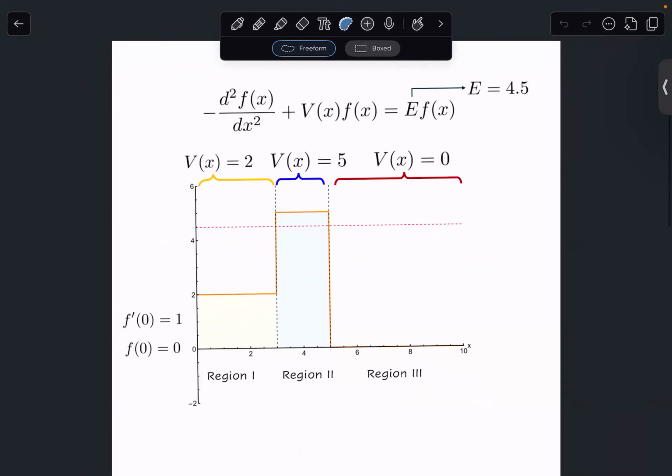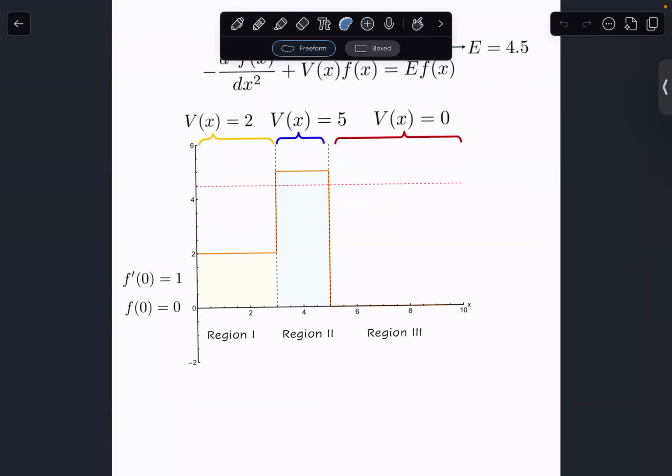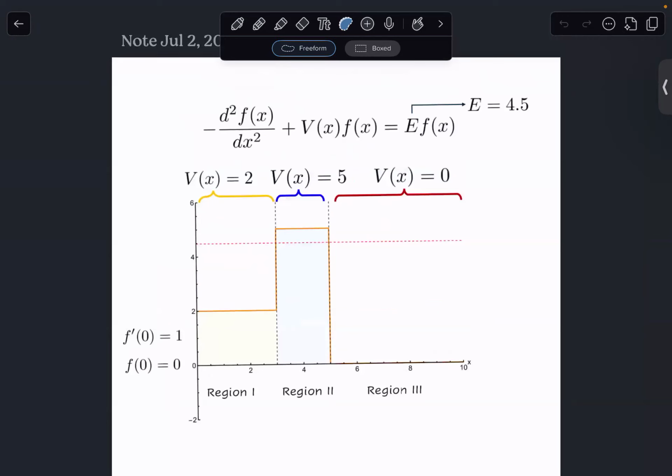Here is a differential equation which we have been given, and the potential given by this plot, where in region 1, from x varying from 0 to 3, V of x is 2. From x equals 3 to 5, V of x is 5, and in the region where x is greater than 5, we have V of x set to 0. Our task is to find the final solution, that is f of x, by solving this differential equation.